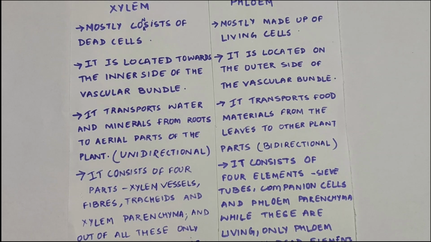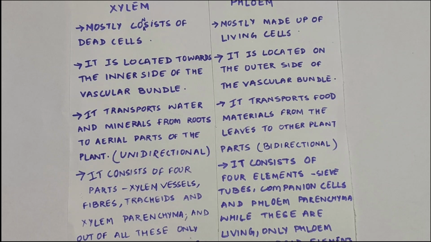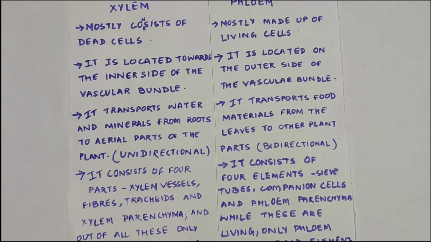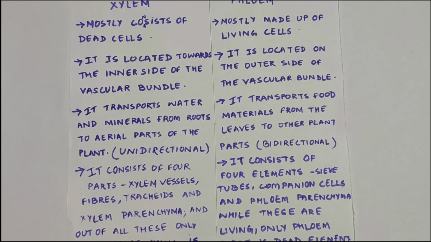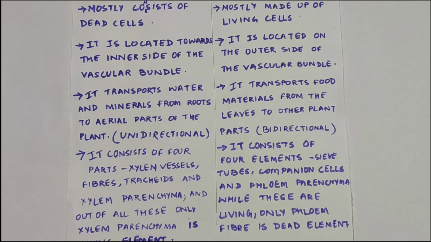And the xylem transports water and minerals from the roots to the aerial parts. As we know, the roots are the main parts through which the plant absorbs water, so it will always be in a downward to upward direction. That is why it is called unidirectional. And the food is prepared in the leaves of the plants. It is transported in different directions. So in the phloem, the transport of food materials happens from the leaves to other parts of the plant. That is why we call it bidirectional.